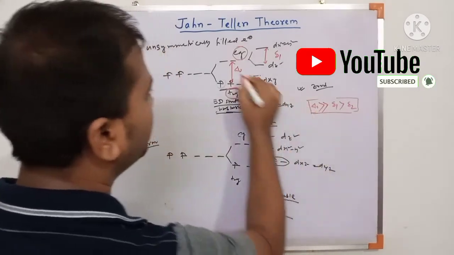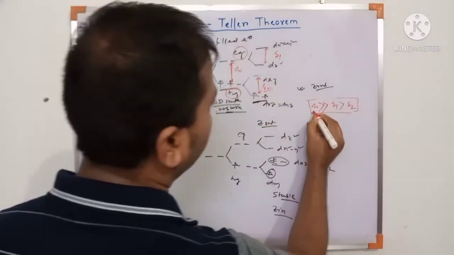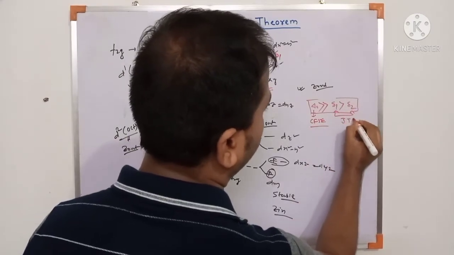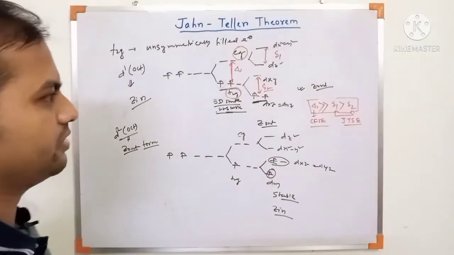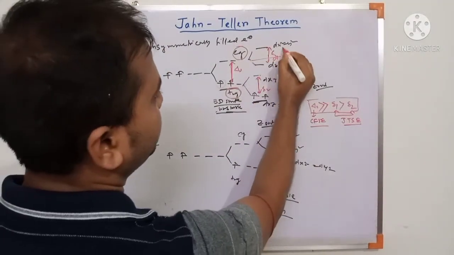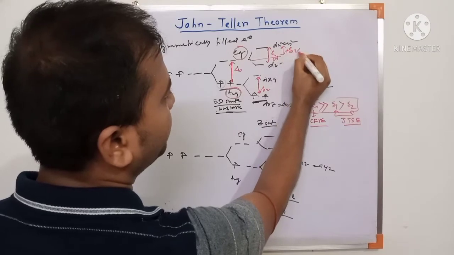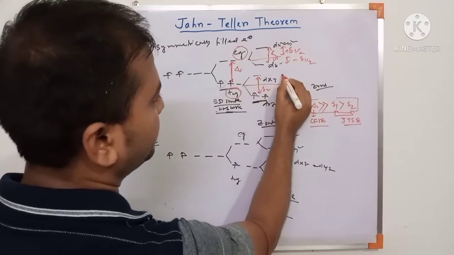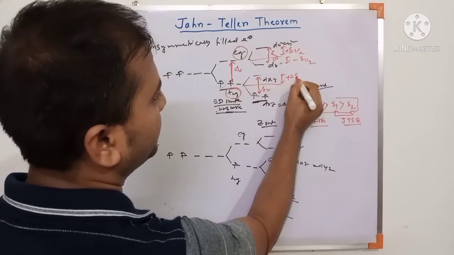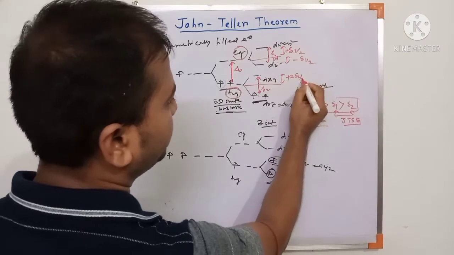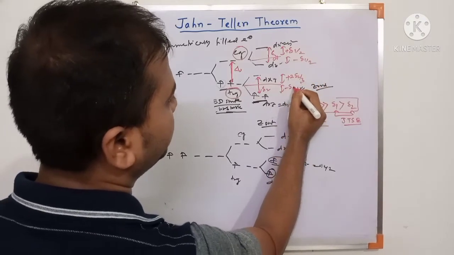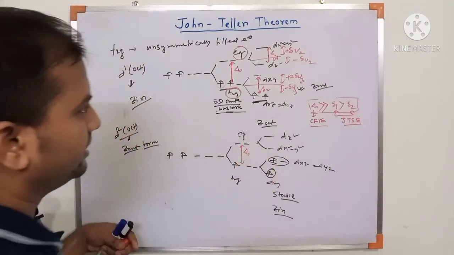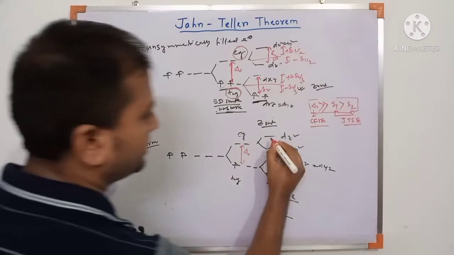So delta O is the CFSE value, the total CFSE, and delta 1 and delta 2 are the Jahn-Teller stabilization energy. The energy of the upper half is plus delta 1 by 2 and the lower half is minus delta 1 by 2, and similarly the upper part is plus 2 delta 2 by 3 and the lower part is minus delta 2 by 3. And similarly, this is delta O, the CFSE value, and this is the Jahn-Teller distortion.